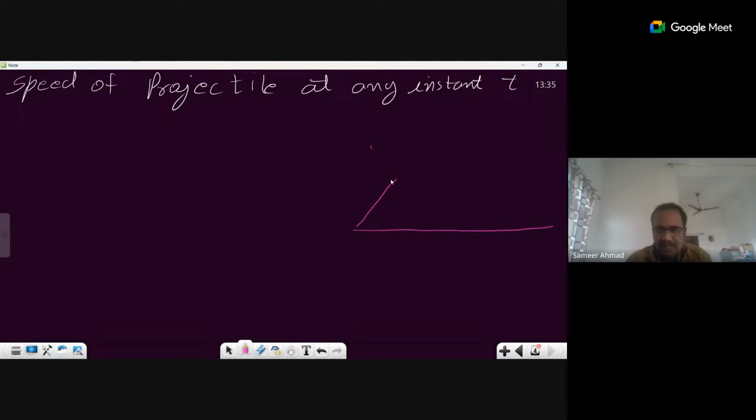Suppose a projectile is fired with initial velocity u and it covers a path like this. At a particular time instant t, the projectile is at point P whose coordinates are x, y. We know that if the angle of projection is theta, then the horizontal component u cos theta remains the same throughout the motion and u sin theta is variable. It's a function of time.